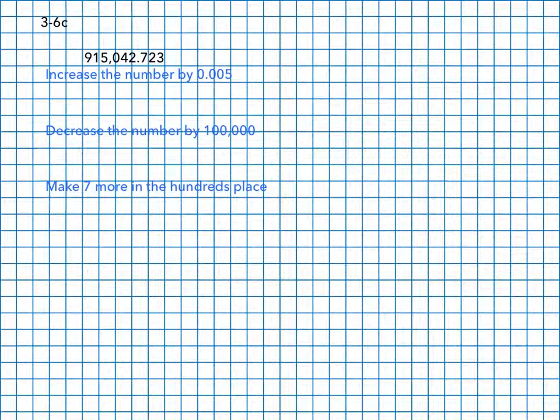And I will type those, and pause, solve, and then when you've solved them, hit play and continue with the video. Now you see what you're supposed to do. Increase the number by 5 thousandths, decrease the number by 100,000, and then make 7 more in the hundreds place. So pause the video, work through each one of these things, and remember, each one you start with the original number. And I will give you the next number that you will be manipulating.